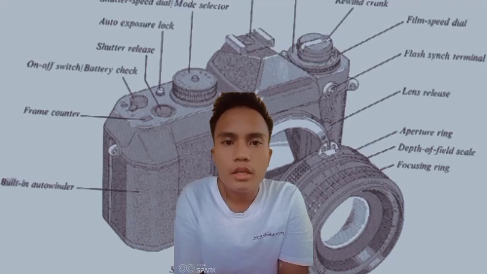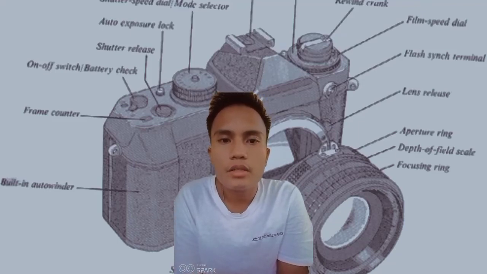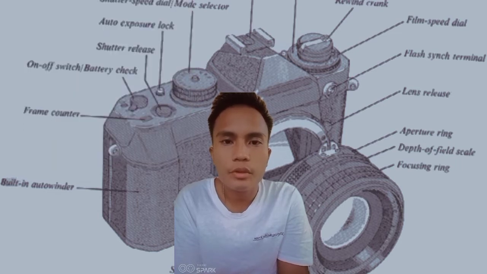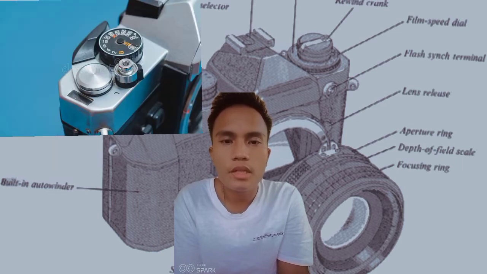I'm Arnel Navarrete. I discuss the parts of an SLR camera. First is the shutter button. The shutter button, or shutter release button, releases the mechanical controls that operate the shutter curtains to take the picture. Second is the film advance lever.